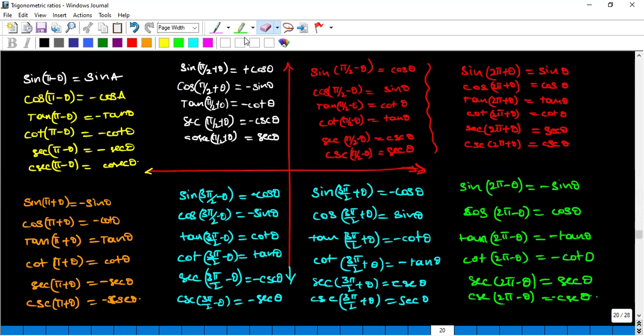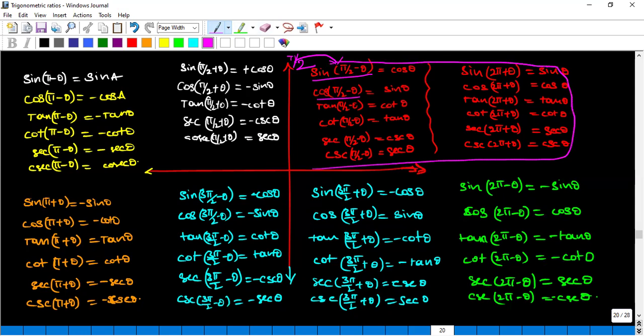I have written all the formulas. Sine pi by 2 minus theta. Cos pi by 2 minus theta, pi by 2 means this is pi by 2. Minus theta means somewhere the point will be in quadrant 1. Sine 2 pi plus theta or sine 2 pi minus theta. So all these will be in quadrant 1 only. Just observe pi by 2 minus theta: sine is becoming cos, cos is becoming sine, tan is becoming cot. Then pi by 2 plus theta, sine is becoming cos. Then what about 2 pi plus theta, 2 pi minus theta? It is not changing, only the sign is changing.